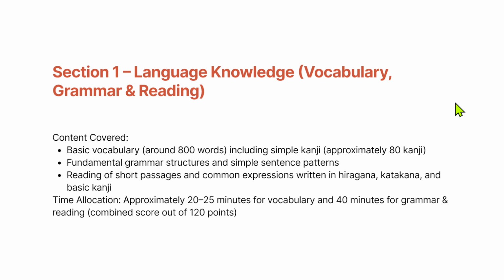Now, JLPT doesn't provide a fixed list of kanji, so this is based on an assumption only. It's always better to learn as many as you can if time permits, otherwise 80 is the minimum number. And for the vocabulary, you will need around 800 words. Again, as I said, time allocation is approximately 20 to 25 minutes for vocabulary and 40 minutes for grammar and reading. The combined score for this section will be out of 120 points.